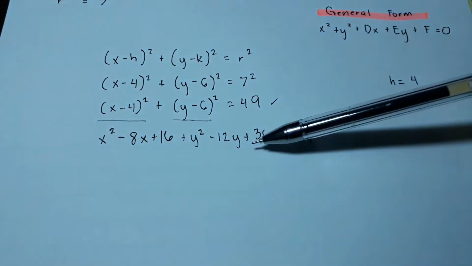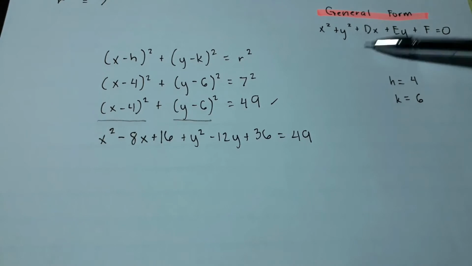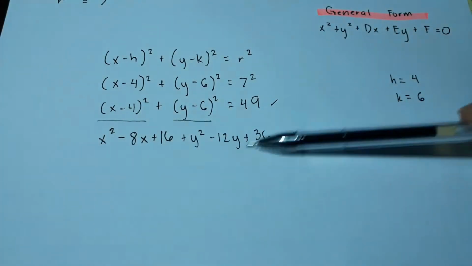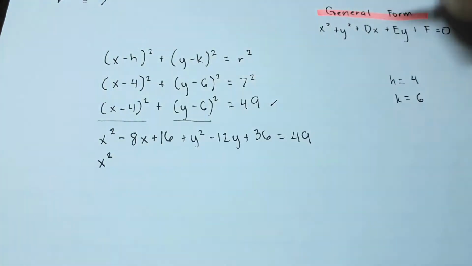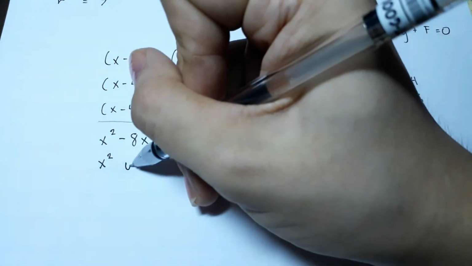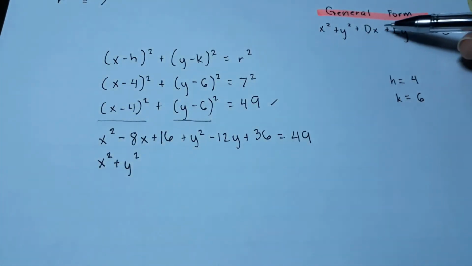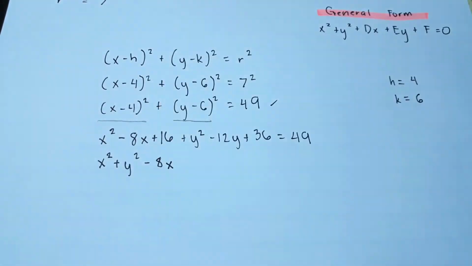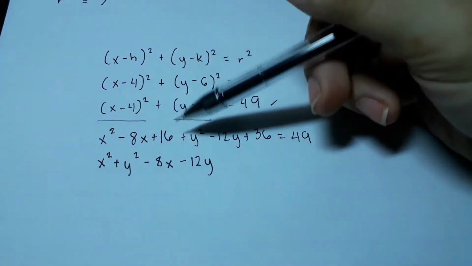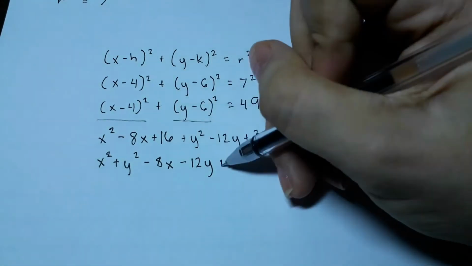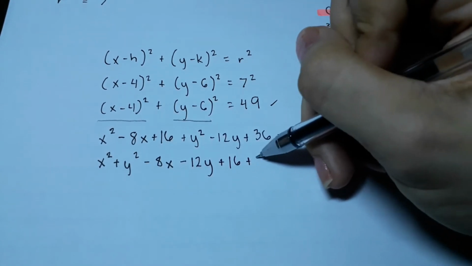So now we have all the terms needed to complete the general form. What we must do is organize these terms. So first is the x squared. Second is the y squared. Then the x term, so we have minus 8x, then minus 12y. Then finally, the leftover numbers, 16 and 36.